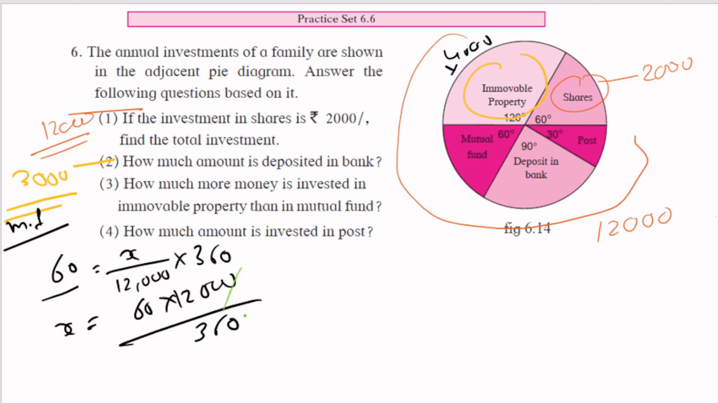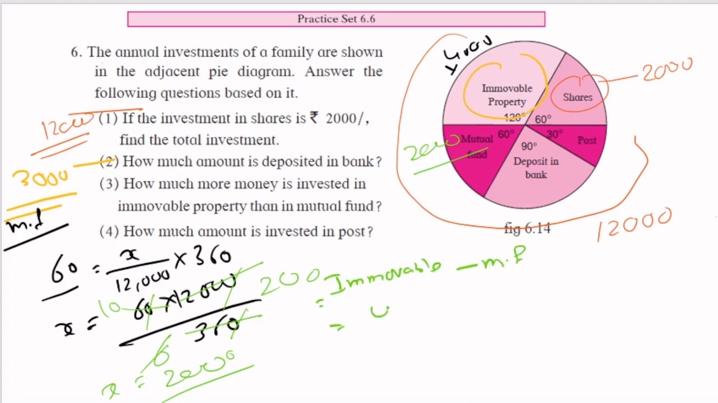Let's cancel. This gets cancelled. 6 tens are 60, 6 sixes are 36, and so 1200... the answer here is equal to 2000. 2000 is the value of mutual fund. Now they're asking the difference between the mutual fund and immovable property. So immovable property is 4000 minus mutual fund investment equal to 2000. So the answer for this will be 2000. Easy. Now come to the last question.